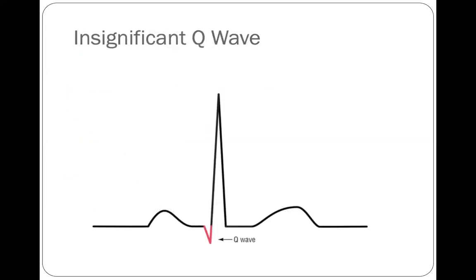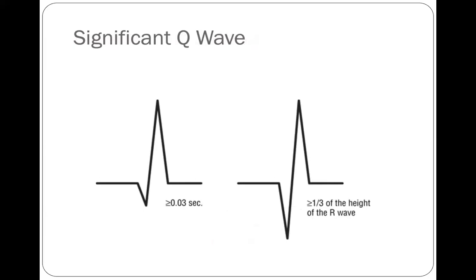So here's an insignificant Q wave, one that is small and doesn't take much time. And a significant Q wave here is, in this case, this one, from the start to the finish of the Q wave right here, if it's greater than or equal to 0.03 seconds, it's significant. And here, this height of the Q wave is greater than 1/3 the height of the R wave, and therefore it's significant. And we would say there's myocardial damage done here.